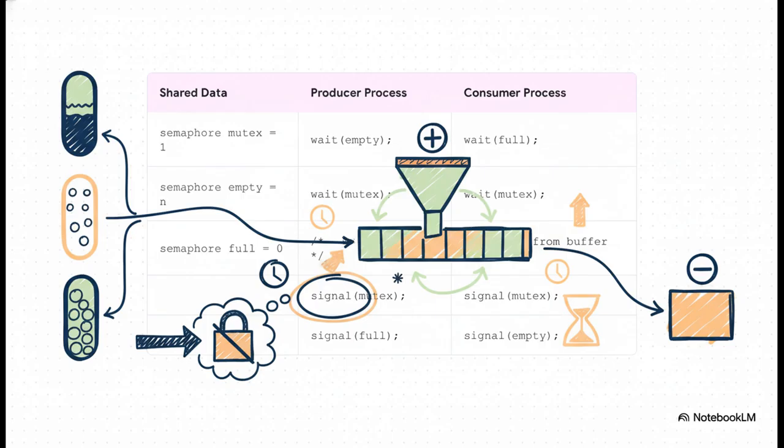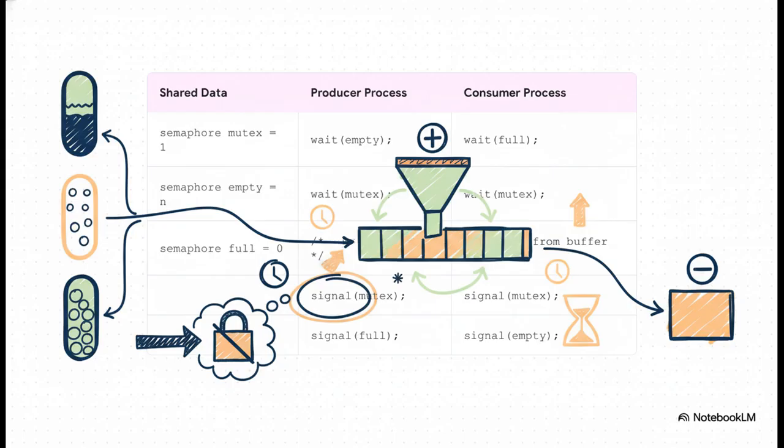The producer has to call wait(empty) before it calls wait(mutex). Why? Just think it through. What if it did it the other way? It would grab the lock, then check if there's space. If the buffer's full, it has to wait, but it's still holding the lock. The consumer can't get in to free up space. That's deadlock. So that order, wait(empty), then wait(mutex), isn't just a suggestion, it is the entire key to making this solution work.